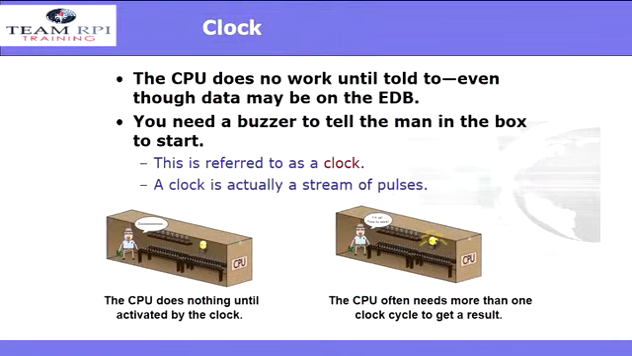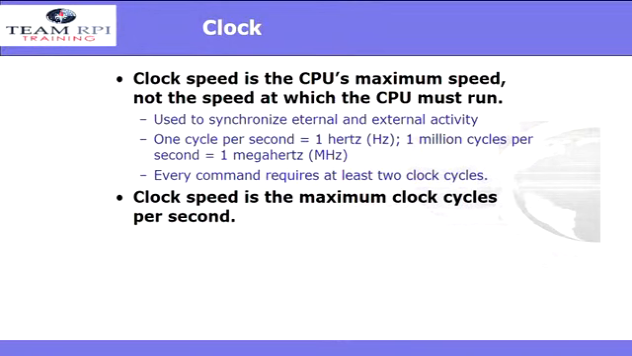So it's important to remember that the CPU does no work until it's told, even though data may be present. You need a buzzer, if you will, to tell the man in the box to start. This is referred to as the clock. The clock speed is the CPU's maximum speed, not the speed at which the CPU must run. This is an important point. The clock speed is used to synchronize internal and external activity.